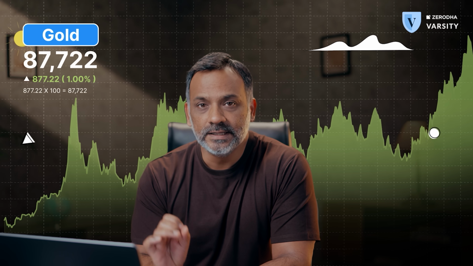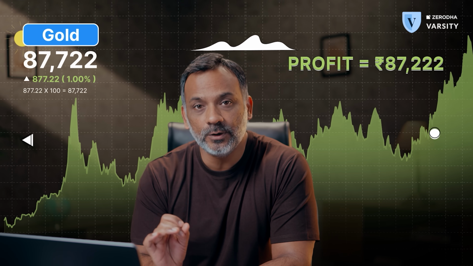To put this in perspective, assume you are long on gold and gold moves by 1%. Now this 1% move in gold translates to about 877.22 points. Now each point is rupees 100. So in this case, you make a profit of 87,722 rupees for every 1% of up move in gold. Of course, this is a very large move for any retail trader.